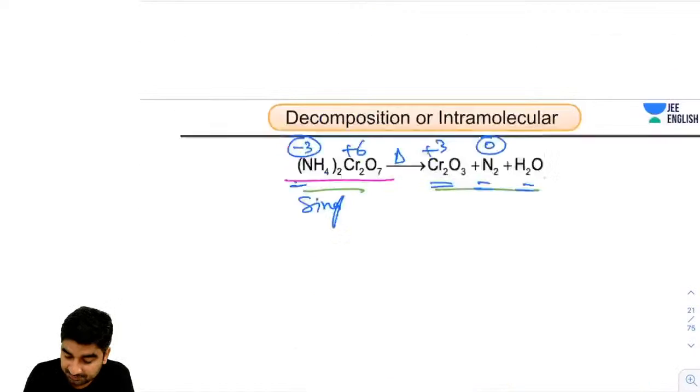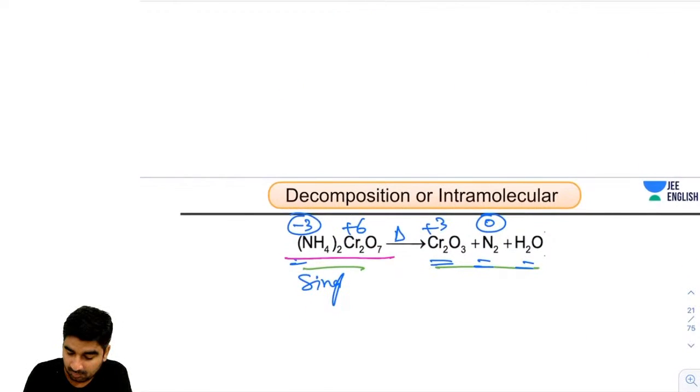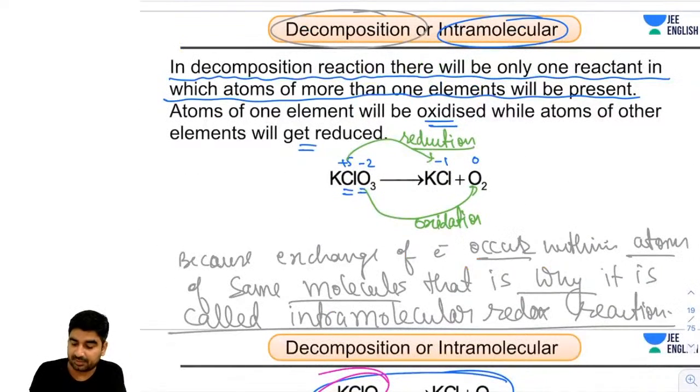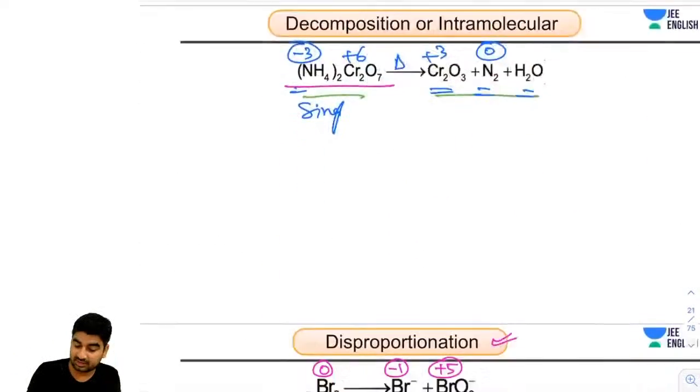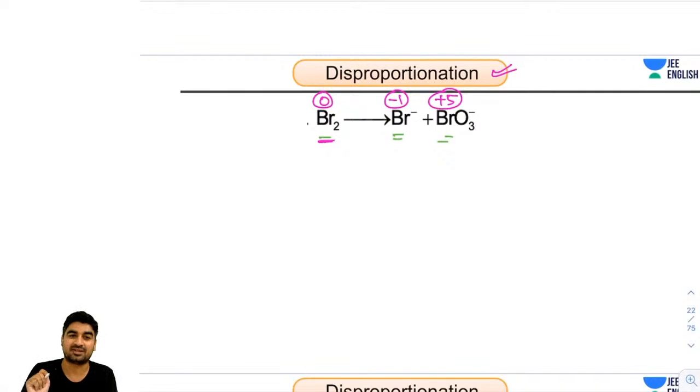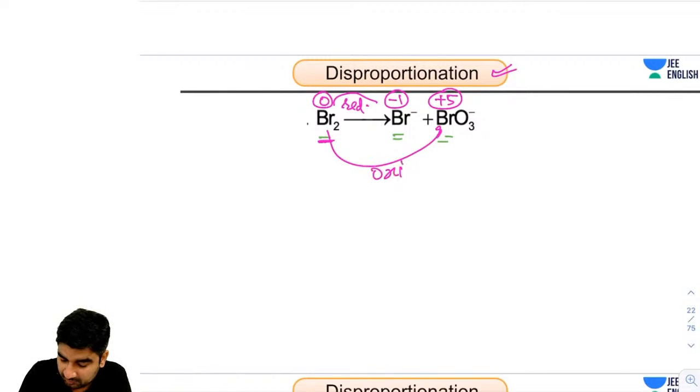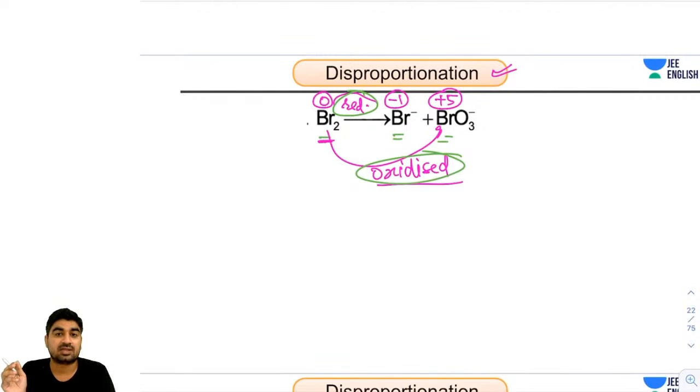Let me tell you here. In the decomposition case, it is easily understandable. Reduction of chlorine is taking place, and oxidation of oxygen is taking place. So one element is being oxidized and another element is being reduced. So there are atoms of two different elements. But in this case there is only one element, bromine. Some atoms of bromine are reduced, and some other atoms of bromine are oxidized.